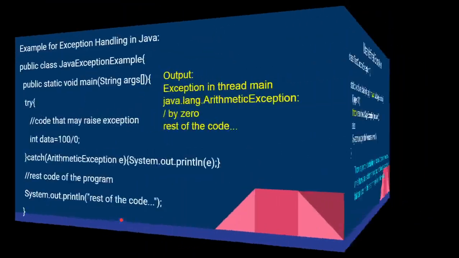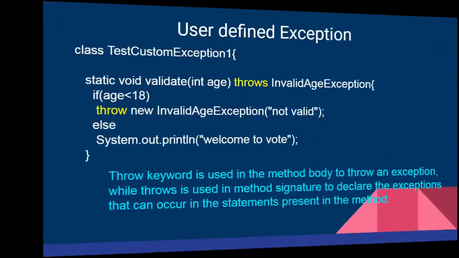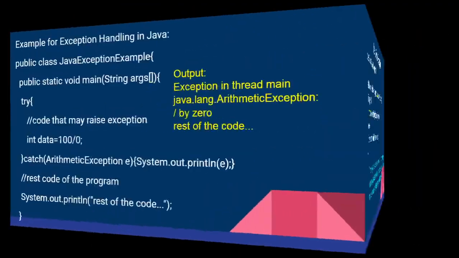So here this try block gives some expression by which the exception may be raised, and the catch block gives the name of the exception and how to handle that exception. So try and catch are a must, and finally is optional. It may or may not be available. And now you can see the output of the program here.